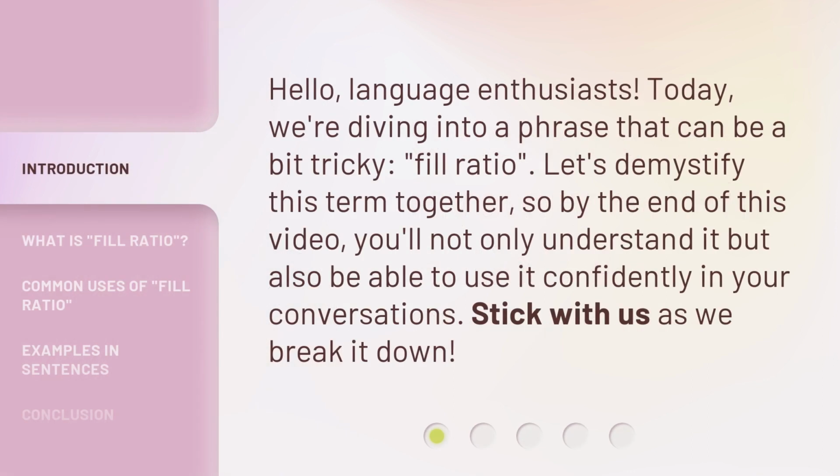Hello, language enthusiasts. Today, we're diving into a phrase that can be a bit tricky: fill ratio. Let's demystify this term together, so by the end of this video, you'll not only understand it but also be able to use it confidently in your conversations. Stick with us as we break it down.